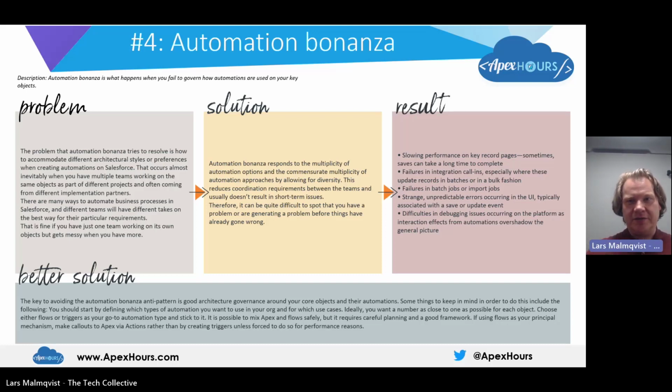Well, I've said this a few times, but good architecture governance, especially around the core objects, is crucial. So, define which types of automation you want to use in your org and for which use cases. There are a lot of people saying you should ideally use one automation type per object. I wouldn't necessarily go that far. There can be good reasons to use multiple ones, but you need to be very clear on how. You just need to have a very solid framework for it.